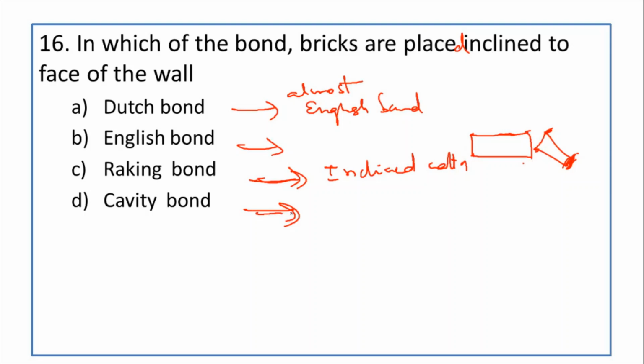So next one is the cavity bond, which is not at all a type of bond. So cavity bond is not the type of bond, but there exist walls called cavity walls. So what are these cavity walls is, while constructing a single wall, in between the wall, if you provide spacing, if some hollow portion is there, that is called a cavity wall. So here the question is asked like, in which of the bond bricks are placed inclined to the face of the wall. That is a raking bond. Okay, so that's the answer.